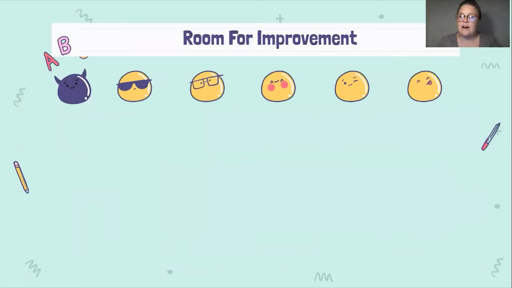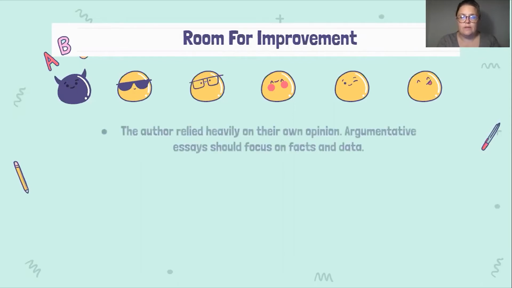Is there anything that the author could have done to improve this essay? What kind of things would you do differently? Think about the difference in relevant and irrelevant evidence here. You can pause the video and maybe list a few of the things you think the author could have done differently. Some things you might have suggested is that the author relied heavily on their own opinion. Argumentative essays should focus on facts and data.